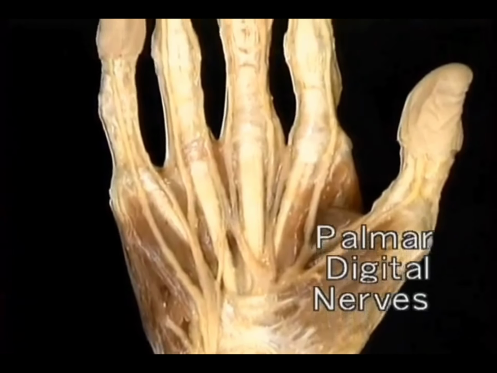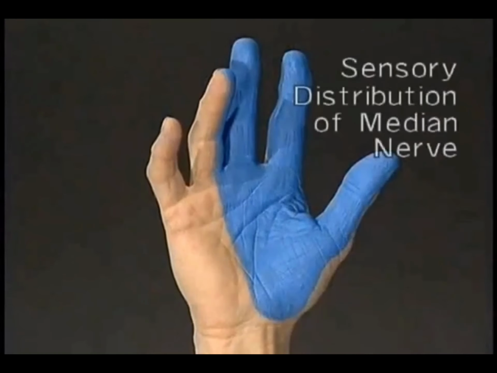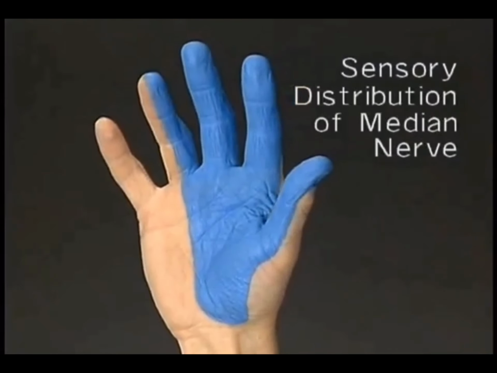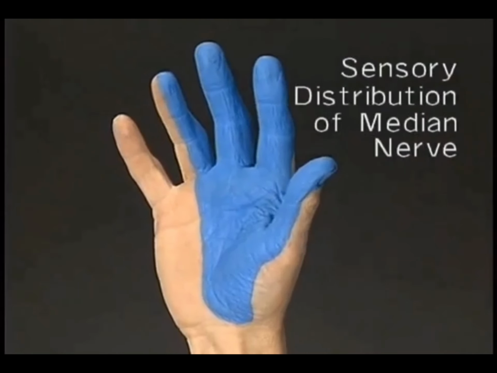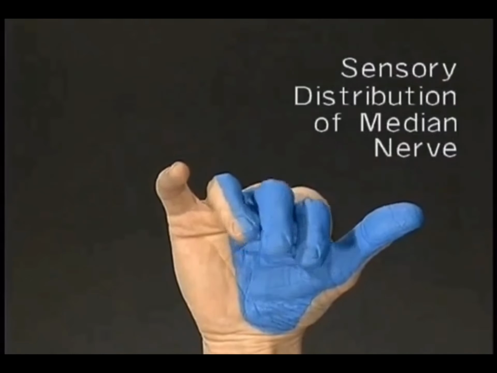The common digital nerves break up into palmar digital nerves, two each for the thumb, index, and middle fingers, and usually one for the radial side of the ring finger. The median nerve typically provides sensation to the medial half of the palm, the flexor aspect of the thumb, the index and middle fingers, and the radial side of the ring finger.